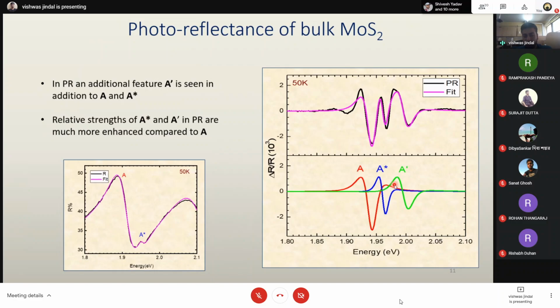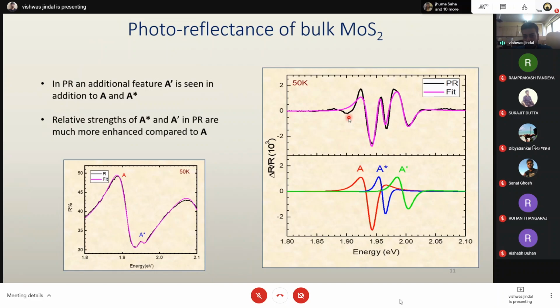But here there's a problem. When you have such signatures which are very close by, overlapping with each other, it is actually hard to simulate. So you can see that this fitting here is not that good, because you can play around with the parameters and you can fit. So this is one problem with this method.